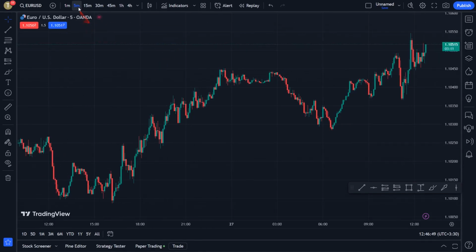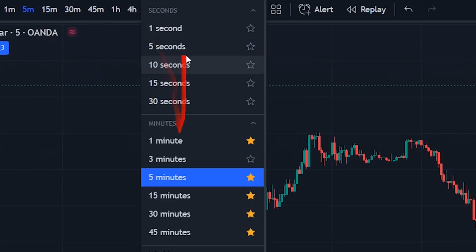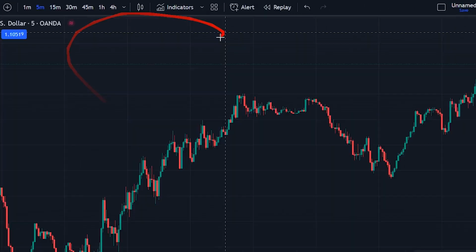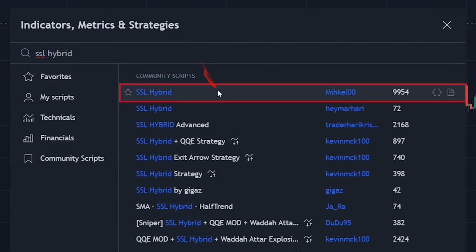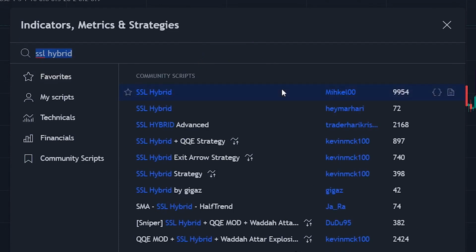Choose your time frame to start with. According to the backtest I took, I choose 5 minutes because it has given me good results. Then go to the indicator tab and search for SSL hybrid. Click on it and add it to your chart.